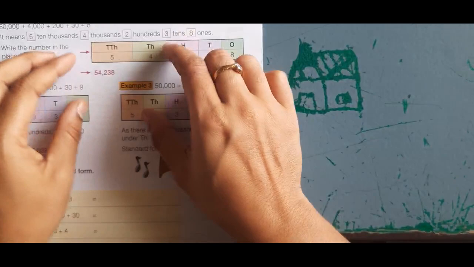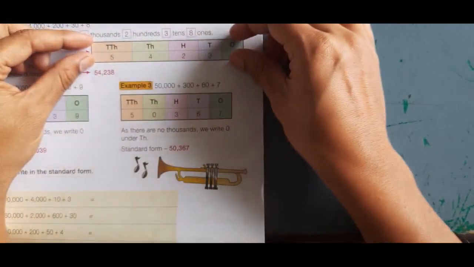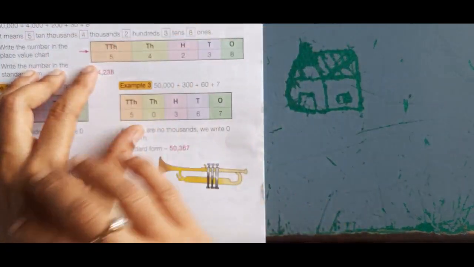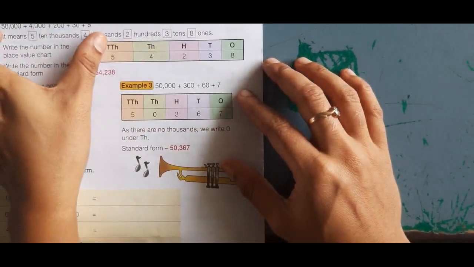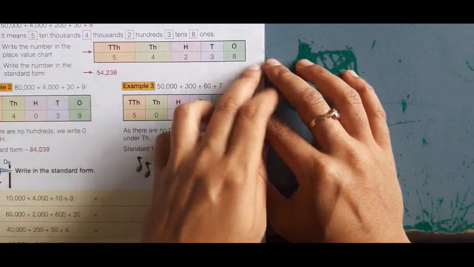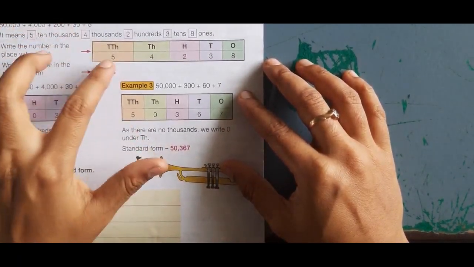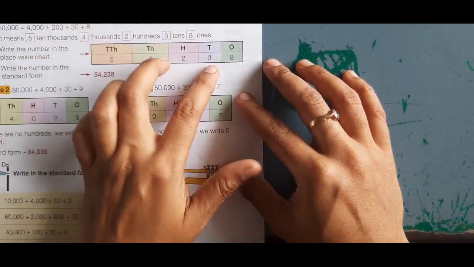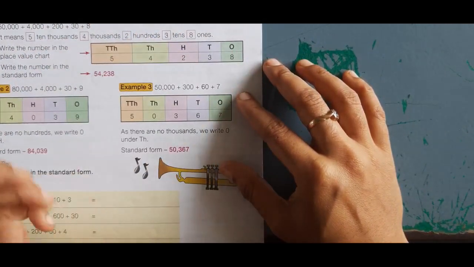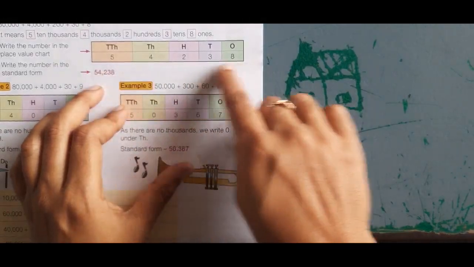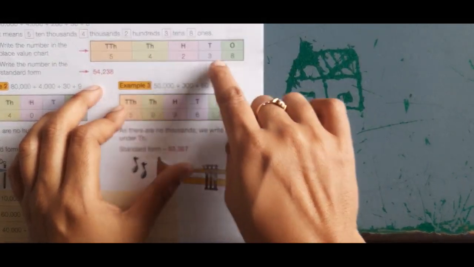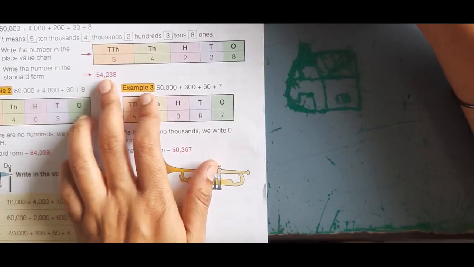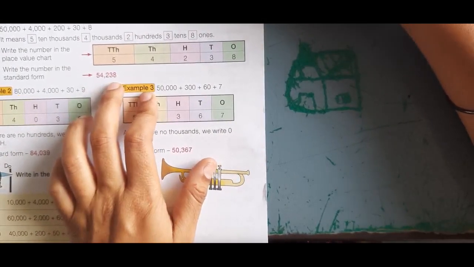To write in standard form, the first step is to make a table: ones, tens, 100, 1,000, 10,000. According to the expanded form, we insert the numbers here. 5 is in 10,000, 4 is in 1,000, 2 is in 100, 3 is in 10, 8 is in 1. Lastly, we write 54,238, and this is the standard form. Okay, understood?